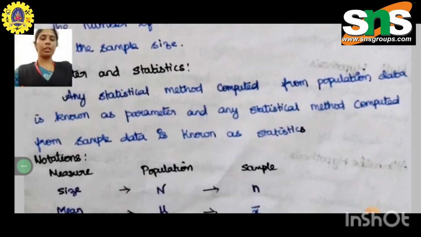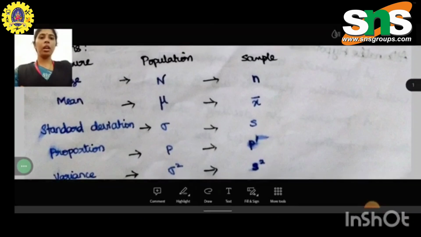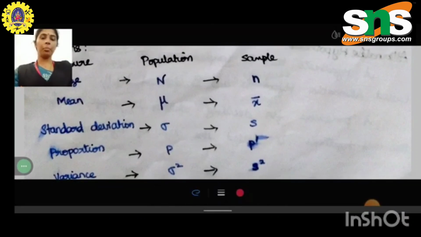The next is parameter. If we use any statistical method and compute any data from the population, then it is known as a parameter. When we use a statistical method and compute any data from the sample, then we call it a statistic. Next, we are going to see some measures for the population as well as the sample.